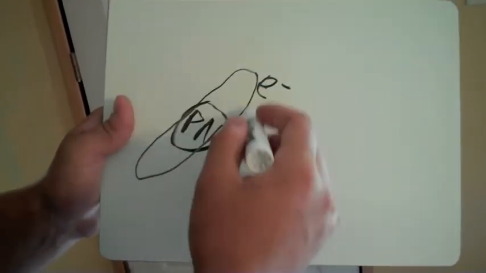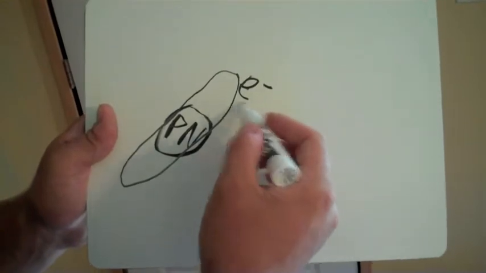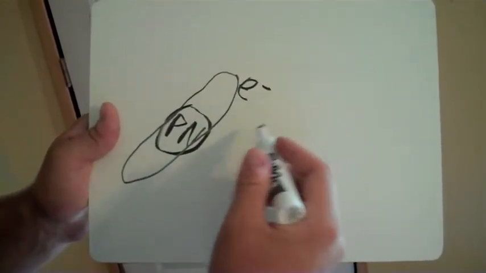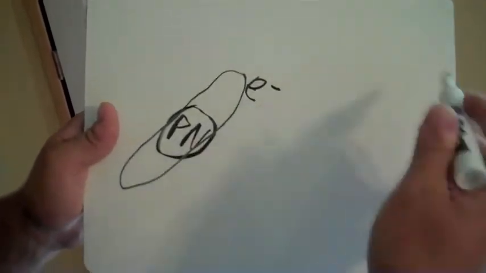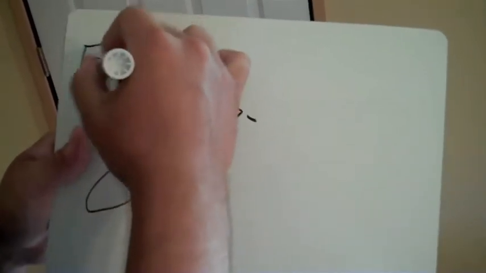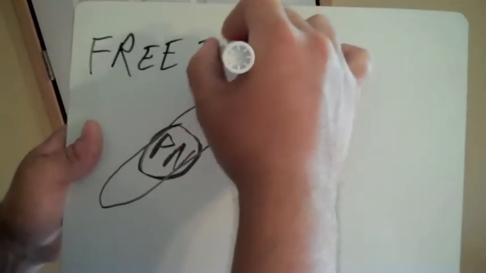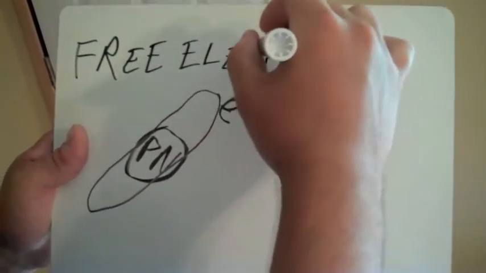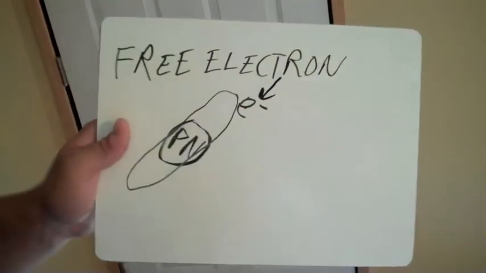Well, on the outer shell of the electron configuration here, we have a free electron, which means this atom has an electron to give off to another atom. So it can move through to another atom, to another atom, to another atom. So we call that a free electron. So this is the free electron.